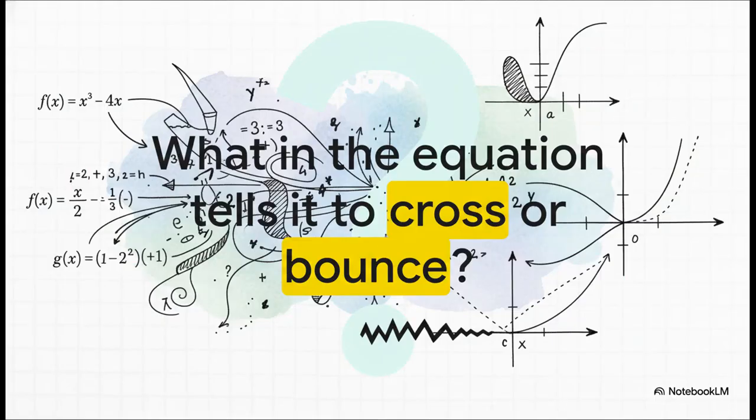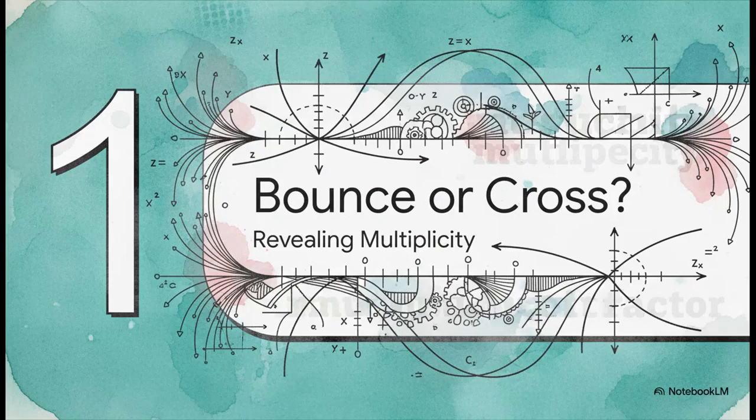So that's the big question, right? How can we possibly look at some messy equation, a bunch of x's and exponents, and know beforehand if the graph is going to cross or if it's going to bounce? What's the secret signal inside the math? Well, the answer, believe it or not, comes down to one single, really powerful idea. This is the key to the whole thing.